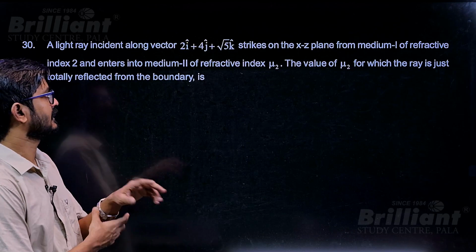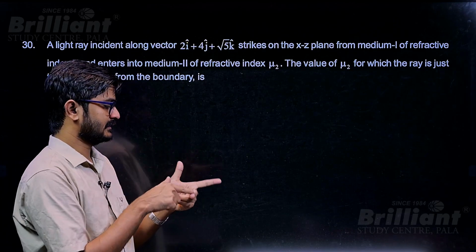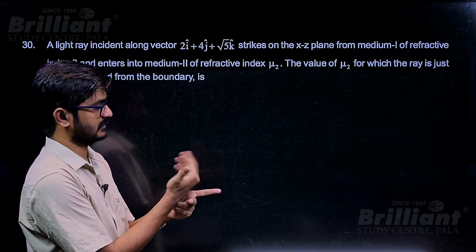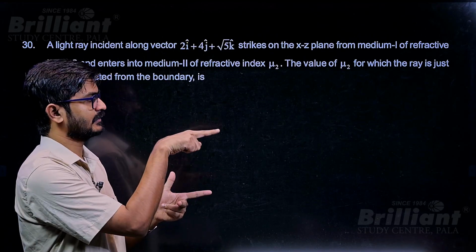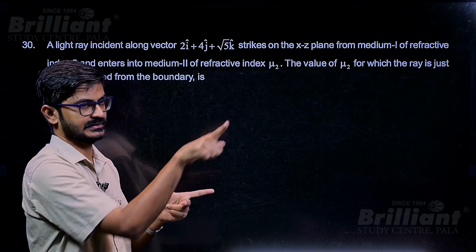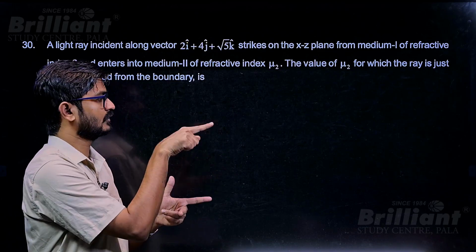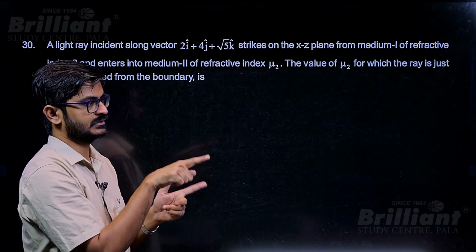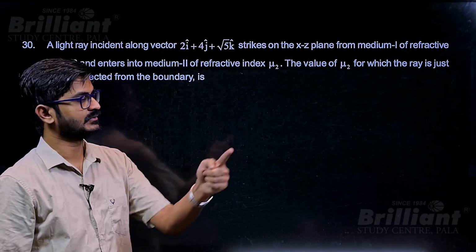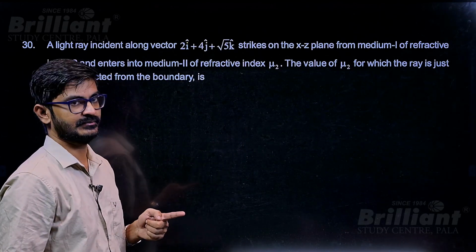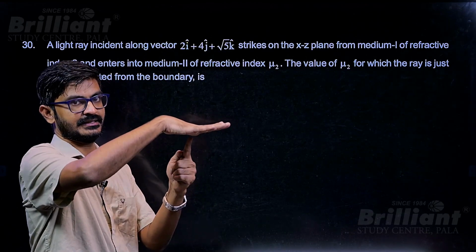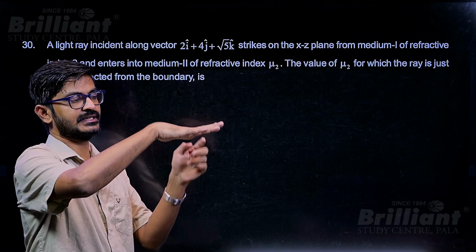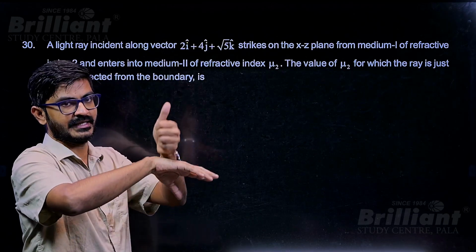First of all, we will understand the x axis, y axis, z axis, i cross j is k. So the ray is going along 2 i cap, 4 j cap and root 5 k cap. So the ray is going like this, 2, 4, root 5. So this is the vector. The ray is going like this, and it is hitting the xz plane. This is the xz plane. Now you need to understand the normal is going to be along the y axis for this plane.